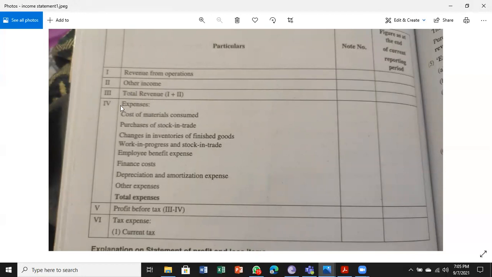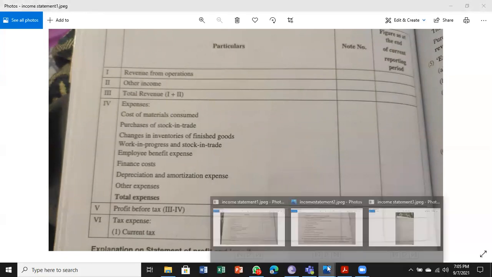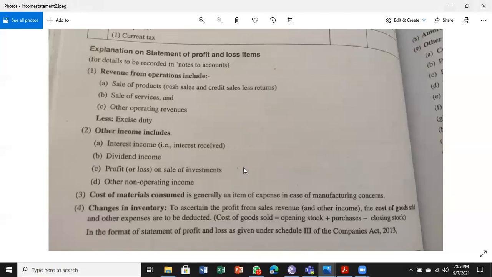Next, we will enter into expenses. So that is cost of material consumed. So what is cost of material consumed? That is the total money spent by the manufacturing unit for manufacturing the goods. So that is called cost of material consumed. So how to calculate that? That requires manufacturing expenses also, this entire one.